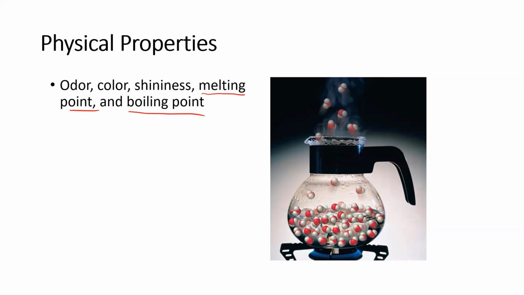So water melts at 0 degrees Celsius. If I took an ice cube, set it on a table, it's going to start melting, but it's still water. It just goes from a solid to a liquid state. The boiling point of water is 100 degrees Celsius.